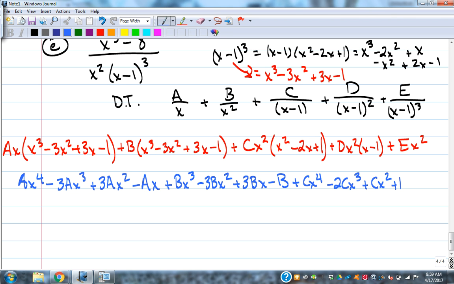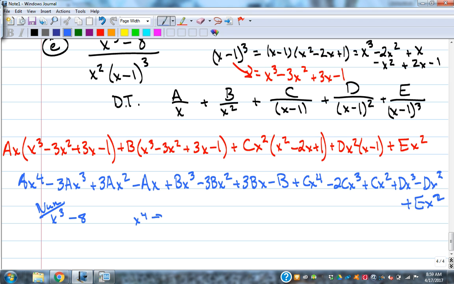And then dx to the third minus dx squared plus ex squared. All right, so it's just distributive properties, all that is. Nothing more than that. Now, how many different equations are you going to have? Well, I've got x to the fourth stuff, x to the third stuff, x squared stuff, plain x stuff, and then plain numbers. 5 equations. So our numerator was x cubed minus 8.